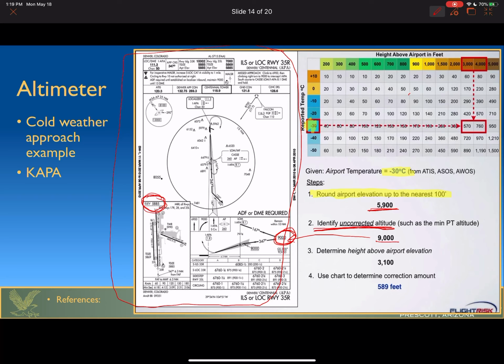So you have to determine height above the airport. 9,000 minus 5,900 gives us 3,100 feet. And then we use the chart to determine the correct amount. So at -30, we're in between 3,000 and 4,000, so we'd have to interpolate between 570 and 760, and we would get an answer of 589. So that's how much of a correction we would need to add to our altimeter when flying into cold weather airports.